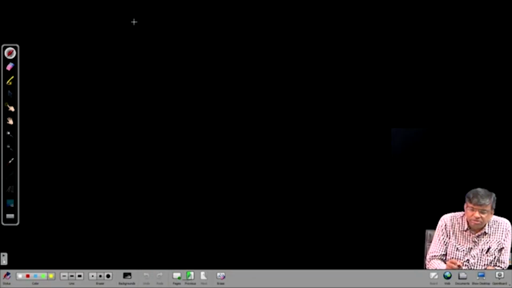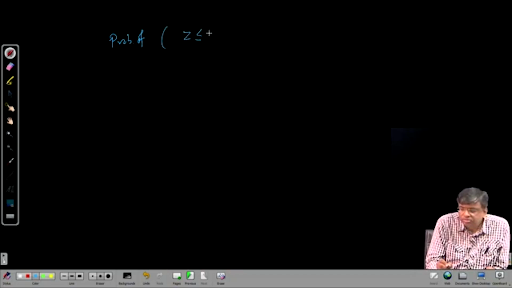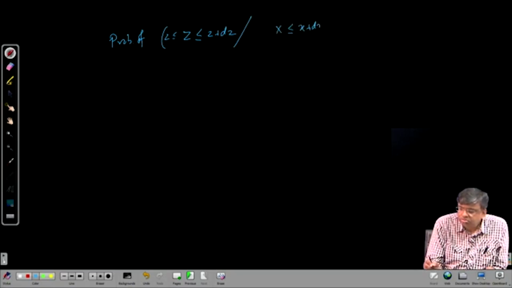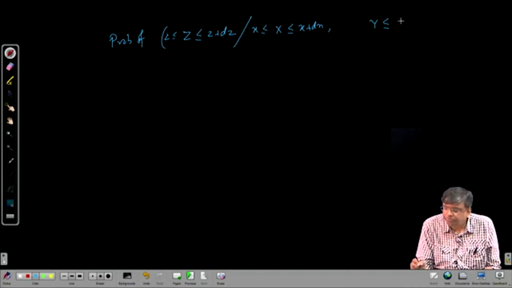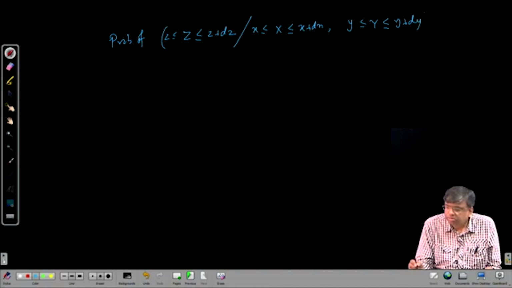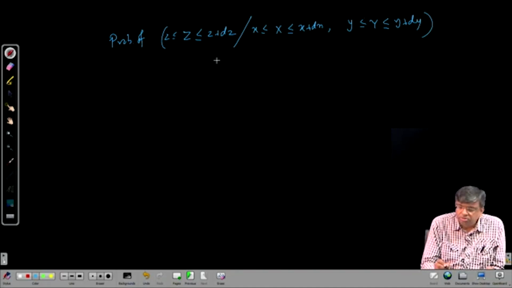So, with reference to that, the probability of just capital Z, which is the free parameter now, subject to capital X lying from here and simultaneously capital Y lying here, will be proportional to just dz, and I take it to be linearly proportional because dz is so small.